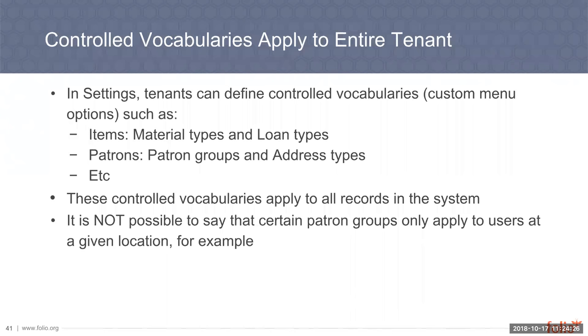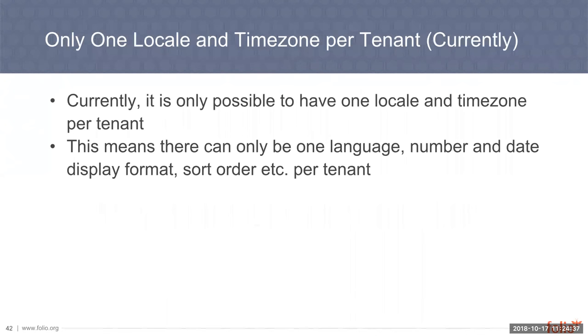These controlled vocabularies are not segmented. There's just one set for all the records in the system. So just something to be aware of. Right now, we also only have one locale and time zone per tenant. This means it's only possible to have one language, one number format, one date display format, and so on per tenant. That's another thing to consider.